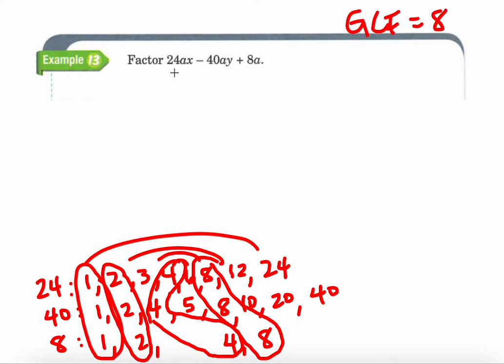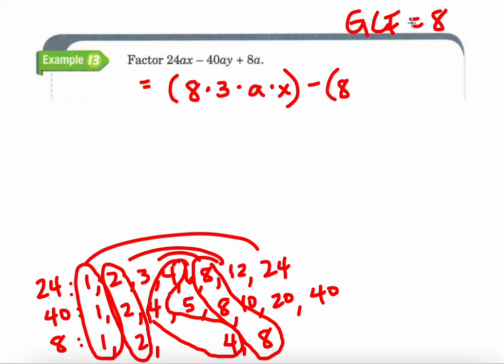All right, so let's rewrite this. 24AX minus 40AY plus 8A. So remember, this is all multiplication in between. So instead of 24AX, remember I want to put that 8 in there. 8 times what will get me to 24? 8 times 3. Okay, and then I just have left over the A and the X. So I'm just going to rewrite that. That's just all multiplication. Minus, keep the minus sign.